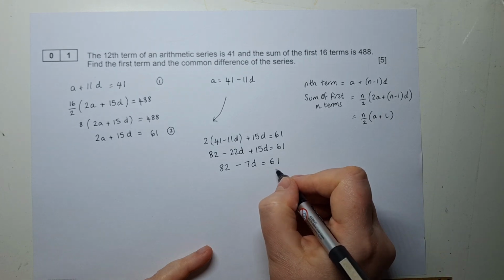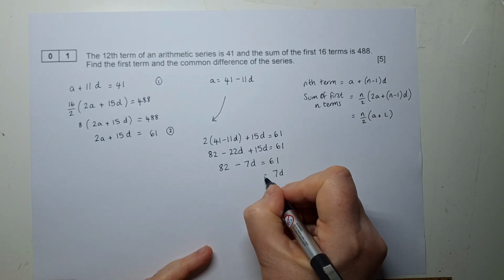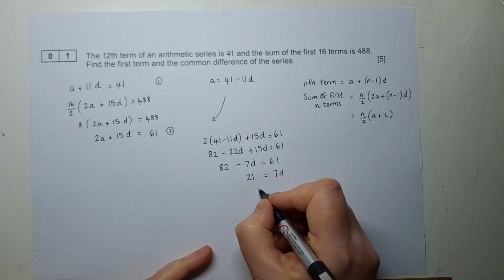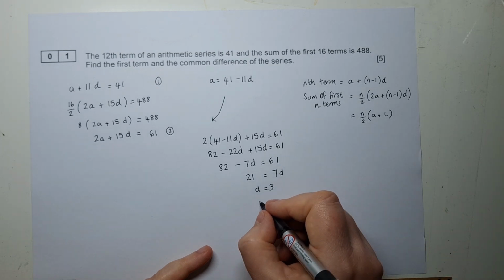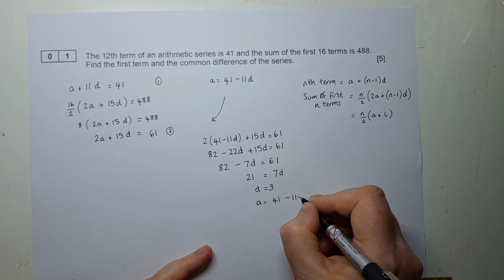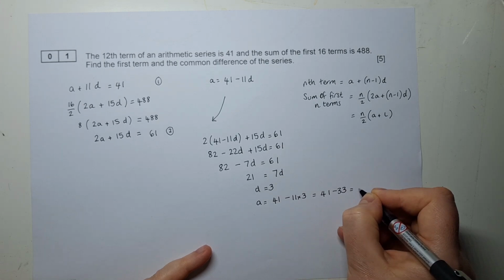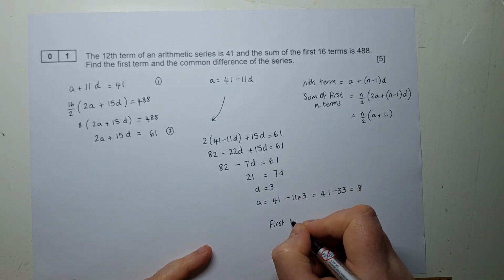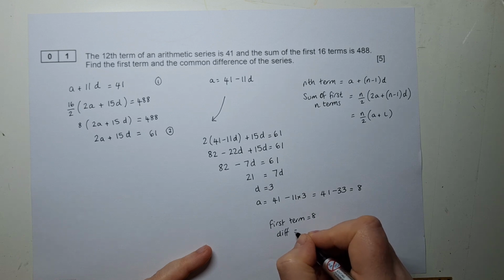If I swap the 61 back and swap the 7d to make it positive, I'm going to do 82 take away 61, which is 21. That gives me d is 3. You would really expect a nice-ish answer with these questions. Substitute back in. 41 minus 33 gives you 8. So the first term is 8 and the common difference is 3.